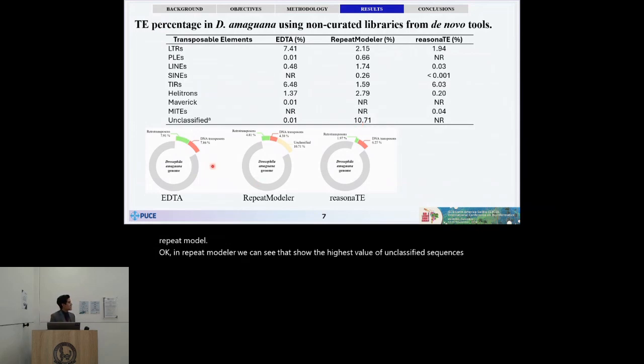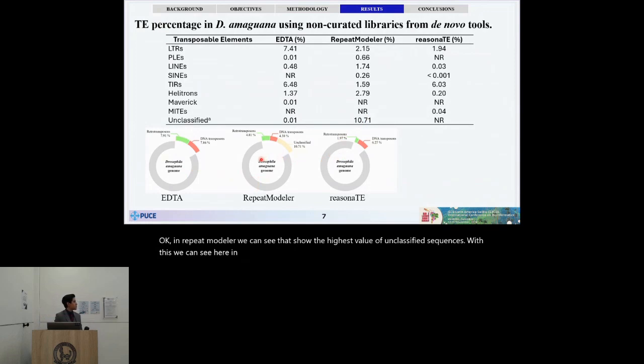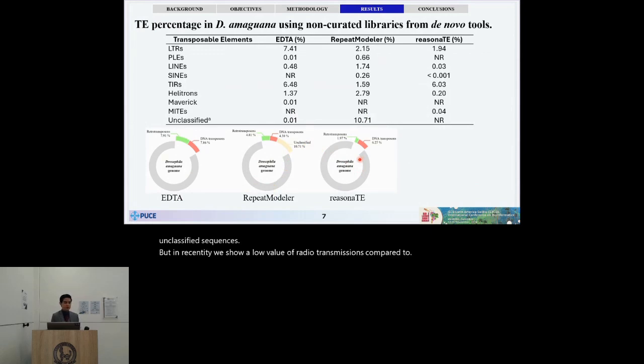With this, we can see in the plots the different composition of retrotransposons, or TE class 1, and DNA transposons, or TE class 2. In EDTA, the percentage was similar. In RepeatModeler, we obtain more unclassified sequences, but in RepeatModeler2, we show a low value of retrotransposons compared to DNA transposons.